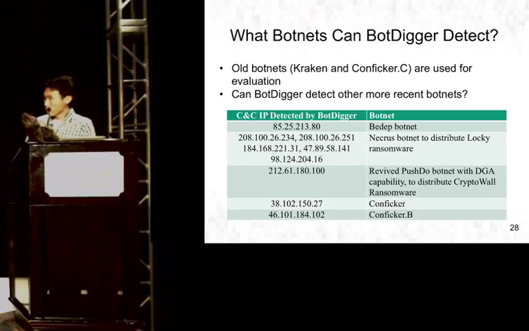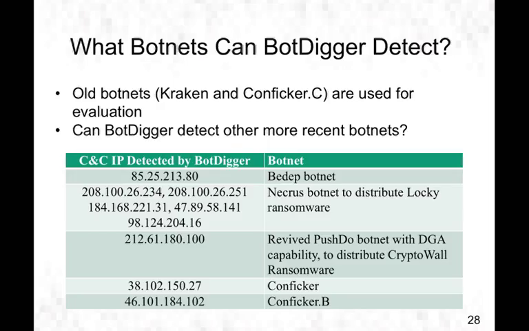So we went back to the results and manually checked the detected CNC IP addresses, and we do find some recent botnets. For example, we detected 5 CNC IP addresses for Nicker. Nicker has been used since 2012. It has a bad reputation for distributing other botnets. And early this year, researchers found Nicker was responsible for distributing some ransomware. So the takeaway message from this slide is BotDigger can detect both old-fashioned botnets and also recent botnets.